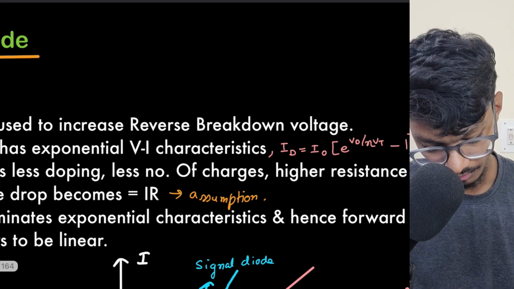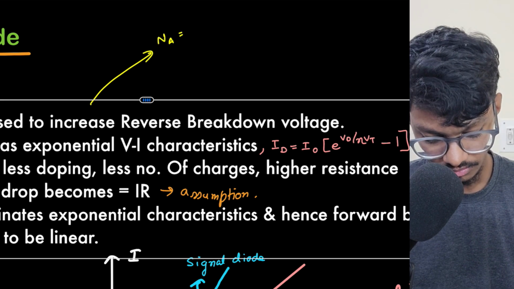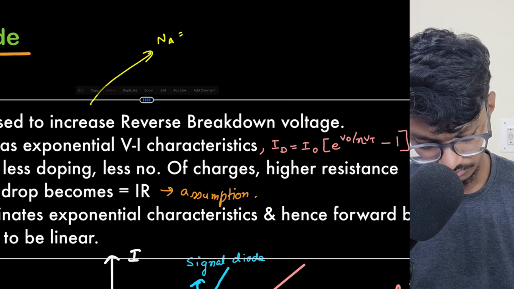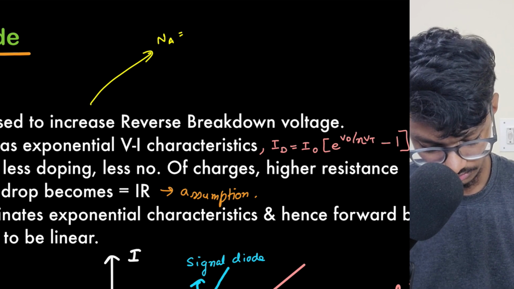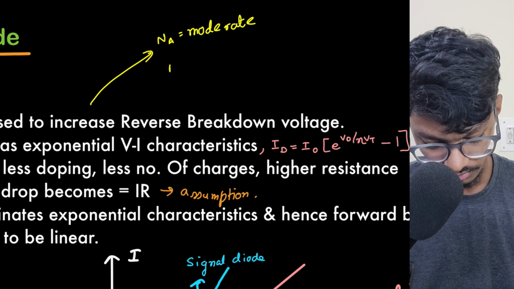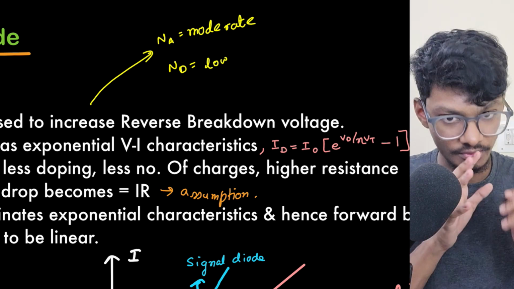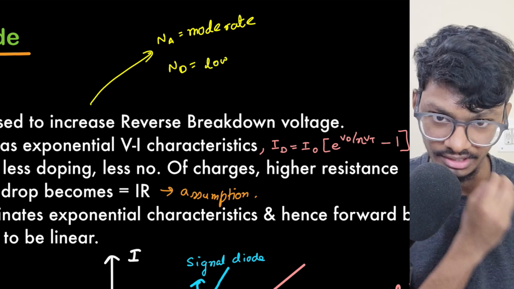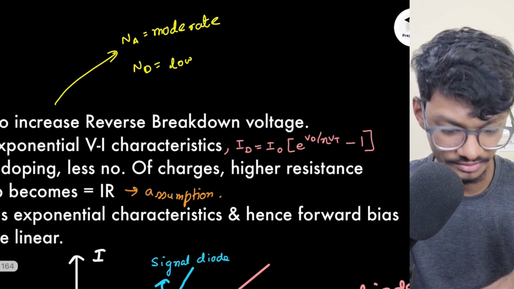here, I will write here, Na is moderate, and the number of donor ions is very low. And if you remember the formula of V breakdown in a PN junction diode, if you have studied EDC, you will know. If you haven't studied EDC, don't worry about this.